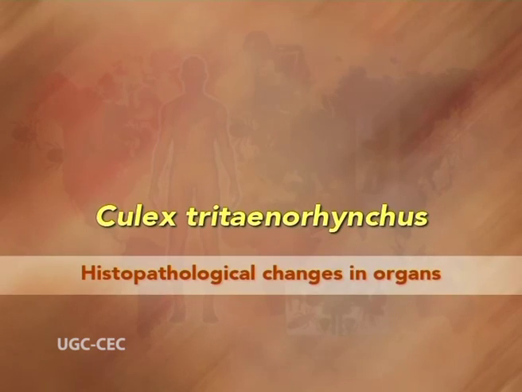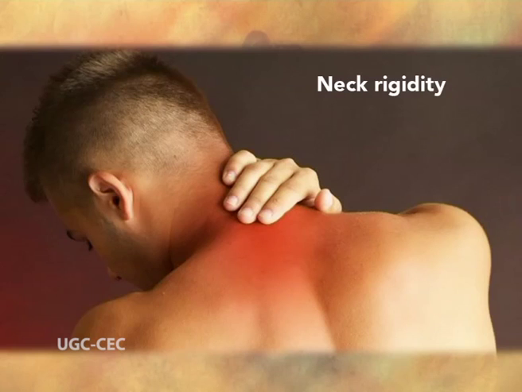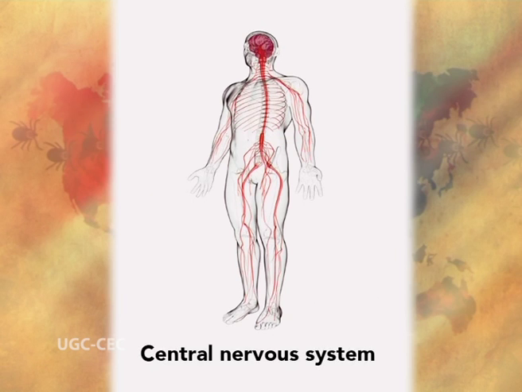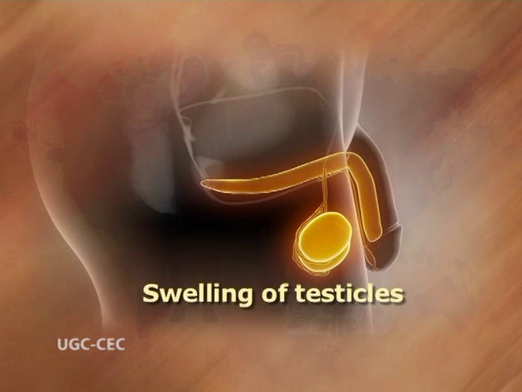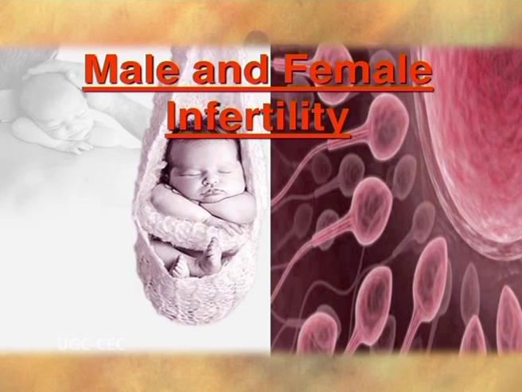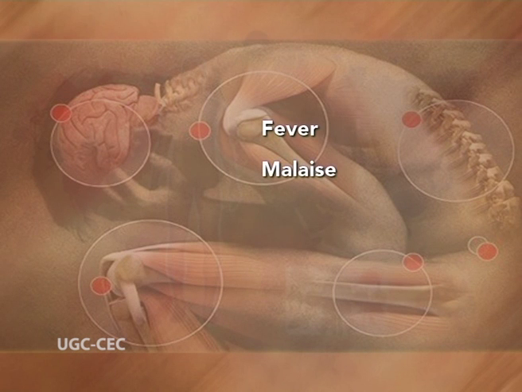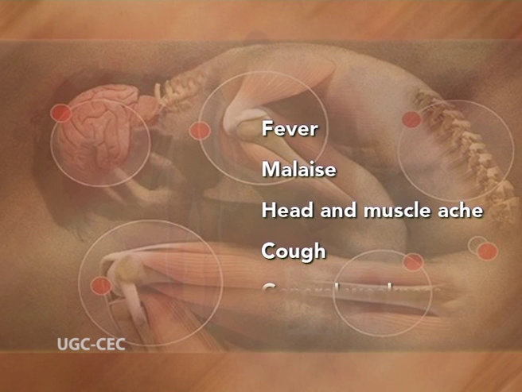Histopathological changes in organs. Severe rigors may mark the onset of this disease in humans. It leads to neck rigidity, cachexia, hemiparesis, convulsions, central nervous system disorders, swelling of testicles, infertility and abortion as well. Fever, malaise, head and muscle ache, cough and general weakness are also observed.